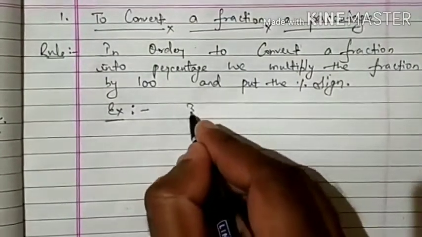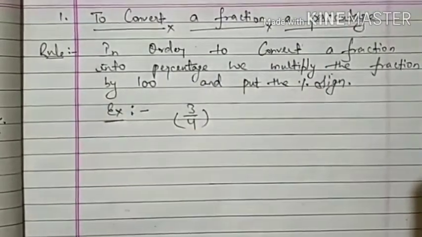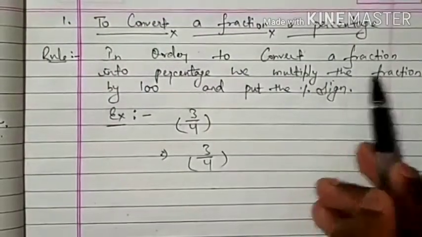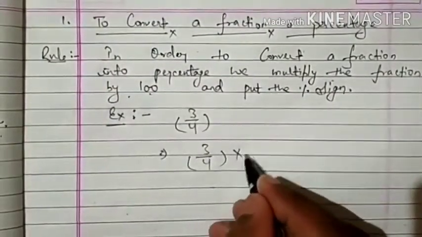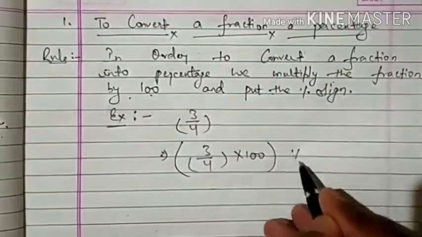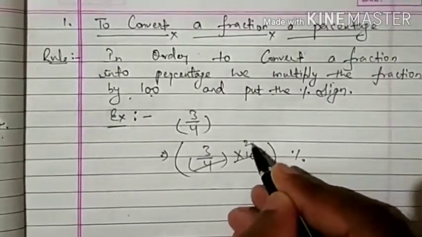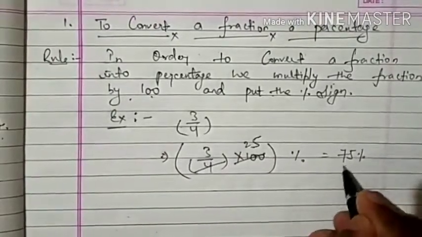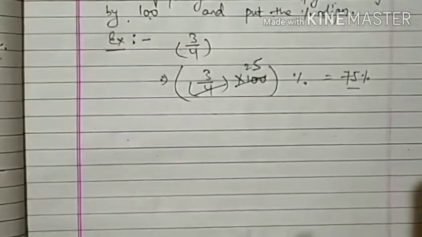Suppose we have 3 by 4. What we will write? We will write 3 by 4 multiplied by 100, and put the percent sign. 4 will divide 100 how many times? 25 times. 25 into 3 is 75%.